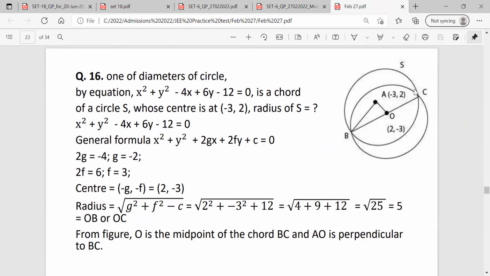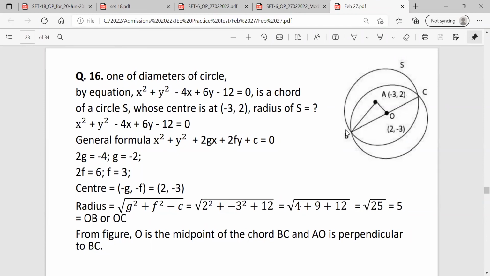So just have an idea, this is the first circle we have. We have the equation x square plus y square minus 4x plus 6y minus 12 equal to 0. And this line is acting as a chord to the second circle, and we name the second circle as S. So what I have to find out is the radius of the second circle.